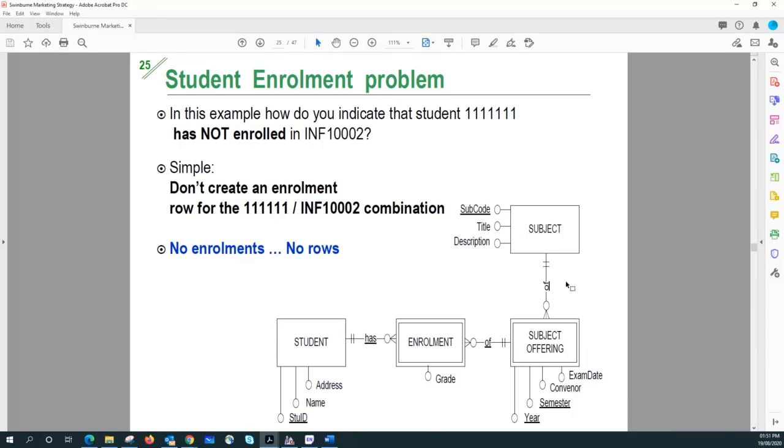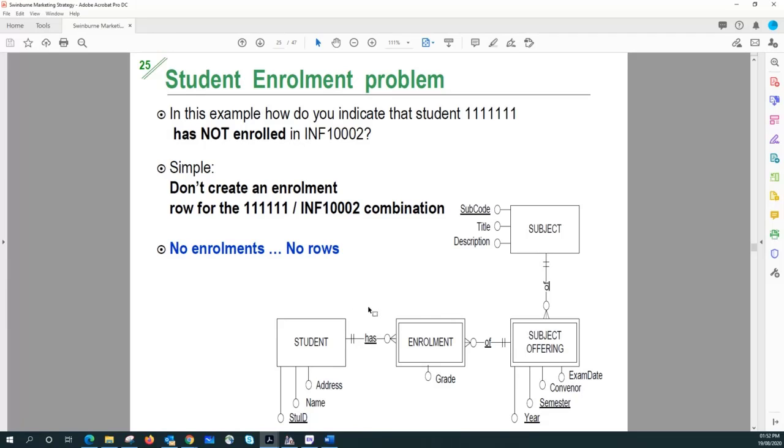The same thing applies to other scenarios, such as students who are enrolled in subjects. Remember the student enrollment issue that we discussed last week, with the subject offering entity. Each subject has many subject offerings, and the students are enrolled in the subject offerings, not the subject. So how do we know a particular student is enrolled in the subject offering? We can count how many times that particular combination of student and subject offering has occurred in the enrollment.